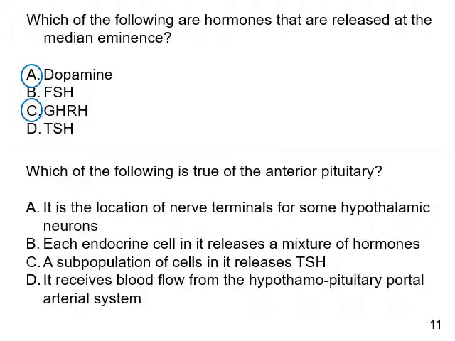Okay, which of the following are hormones that are released at the median eminence? That is to say, which of these are hypothalamic hormones? And the answer is dopamine and GHRH are hypothalamic hormones that are released at the median eminence. FSH is a pituitary hormone that is released by the gonadotrophs of the anterior pituitary, and TSH is a pituitary hormone that is released by the thyrotrophs of the anterior pituitary. Those are not released at the median eminence. Those are released at the anterior pituitary.